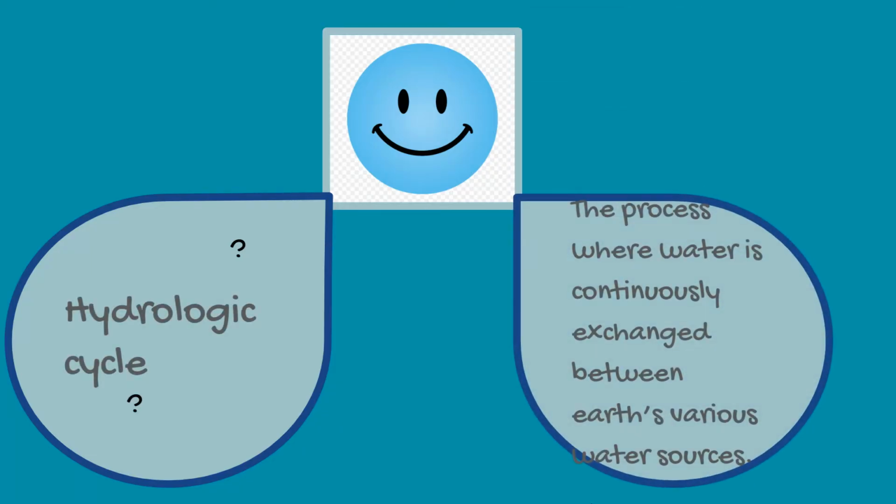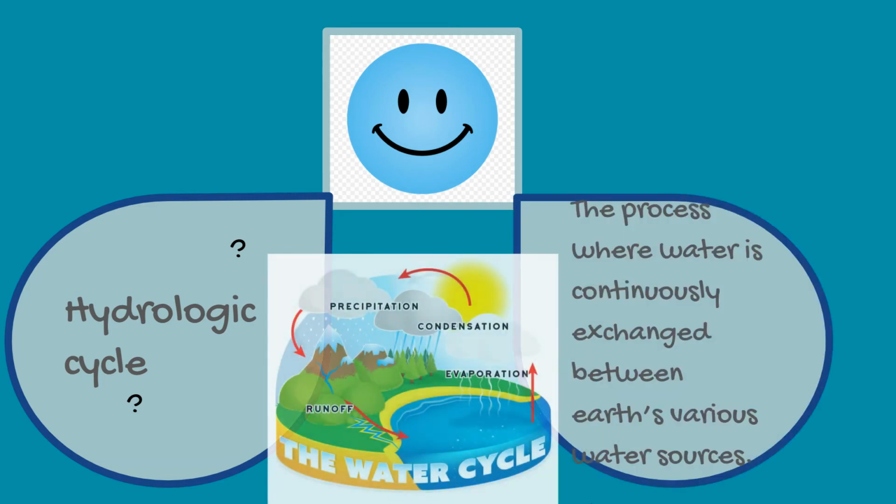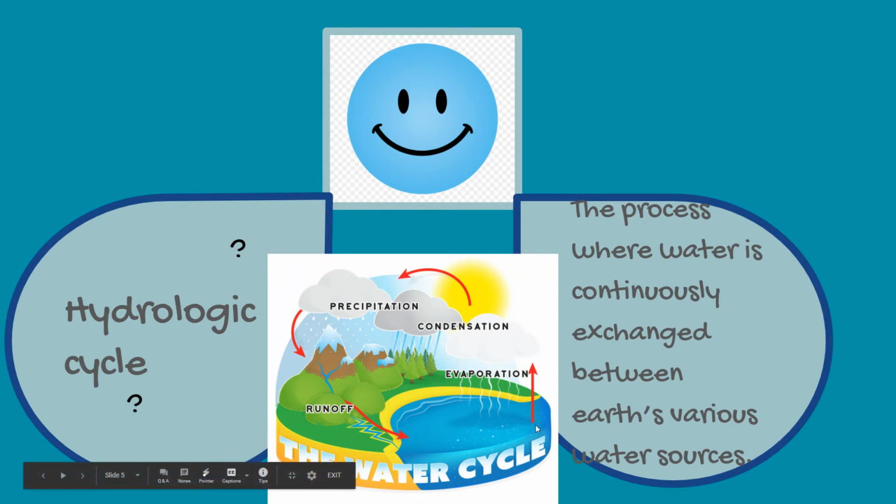We're going to talk quickly here about the hydraulic cycle. This is the process where water is continuously exchanged between Earth's various water sources. So what we're talking about here is this cycle here. Evaporation starts here. When water is heated to a high enough degree, it'll turn into gassy vapors, and it'll rise through a process called convection.